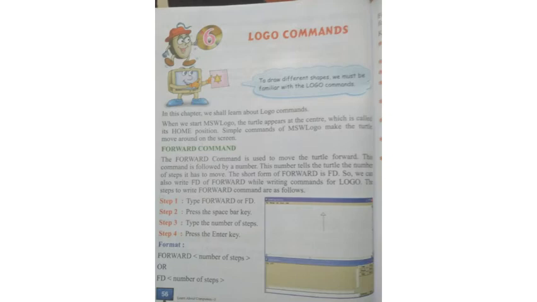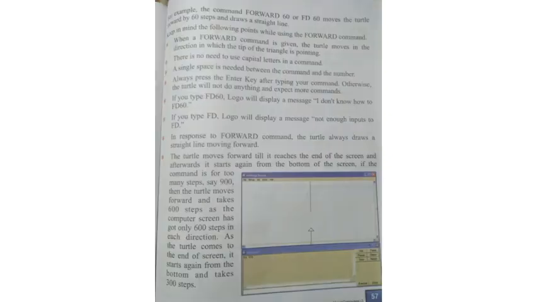Keep in mind the following points while using the forward command. When a forward command is given, the turtle moves in the direction in which the tip of the triangle is pointing. The area where the point of the triangle is, meaning the head. There is no need to use capital letters in a command. You only have to write small letters. Always press the enter key after typing your command.